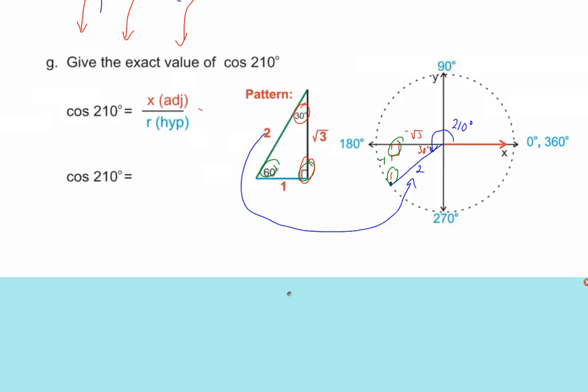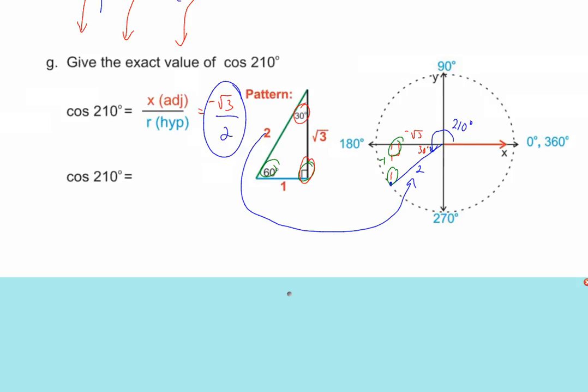So what's the value of the adjacent? Negative the square root of 3. What's the value of the hypotenuse? 2. And what's the exact value of the cosine of 210 degrees? Negative the square root of 3 over 2.